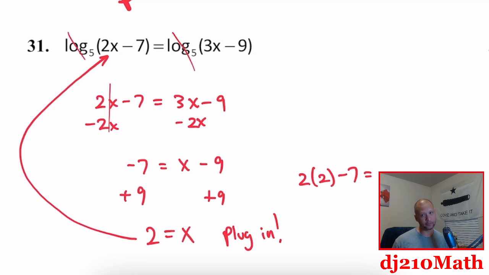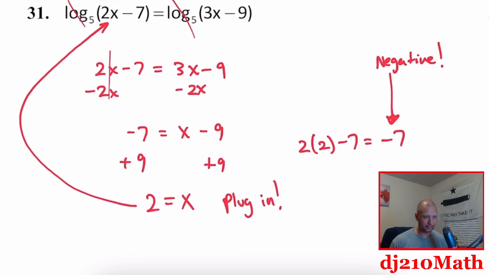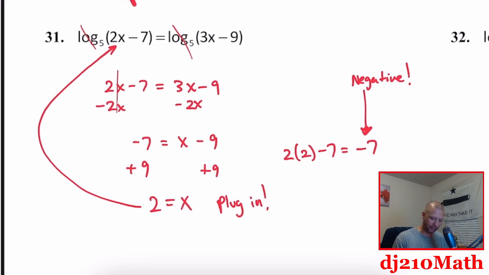2 times 2 is 4. 4 minus 7 is negative 7. Uh-oh. This is negative. We don't like negative. Arguments cannot be negative. Arguments of logarithms cannot be negative. This inside part must be positive. This side too. Right. These must be positive.